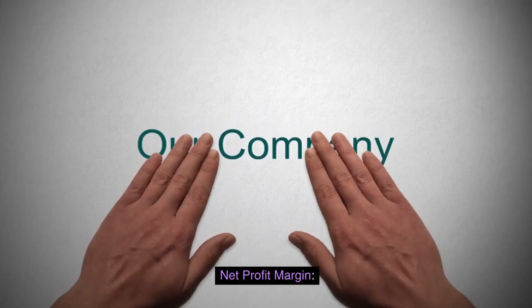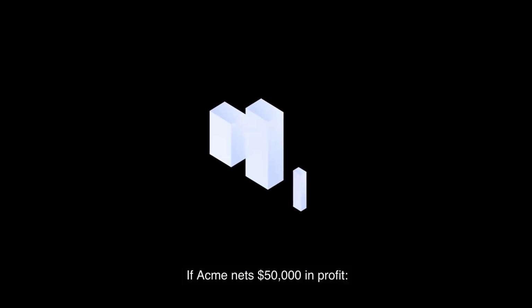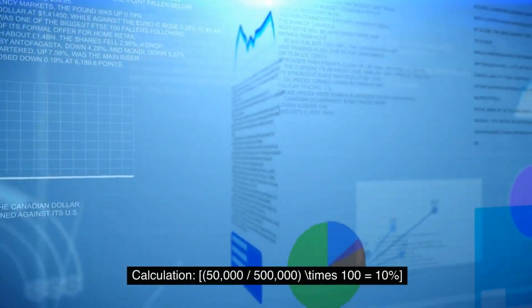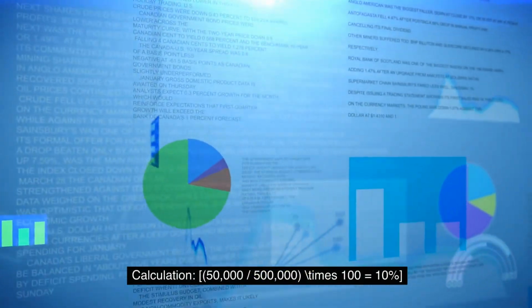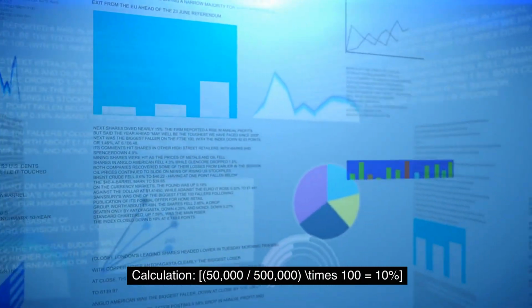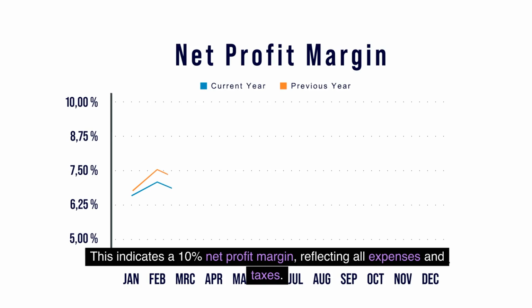Net profit margin. If Acme nets $50,000 in profit, calculation: 50,000 / 500,000 times 100 is 10%. This indicates a 10% net profit margin, reflecting all expenses and taxes.